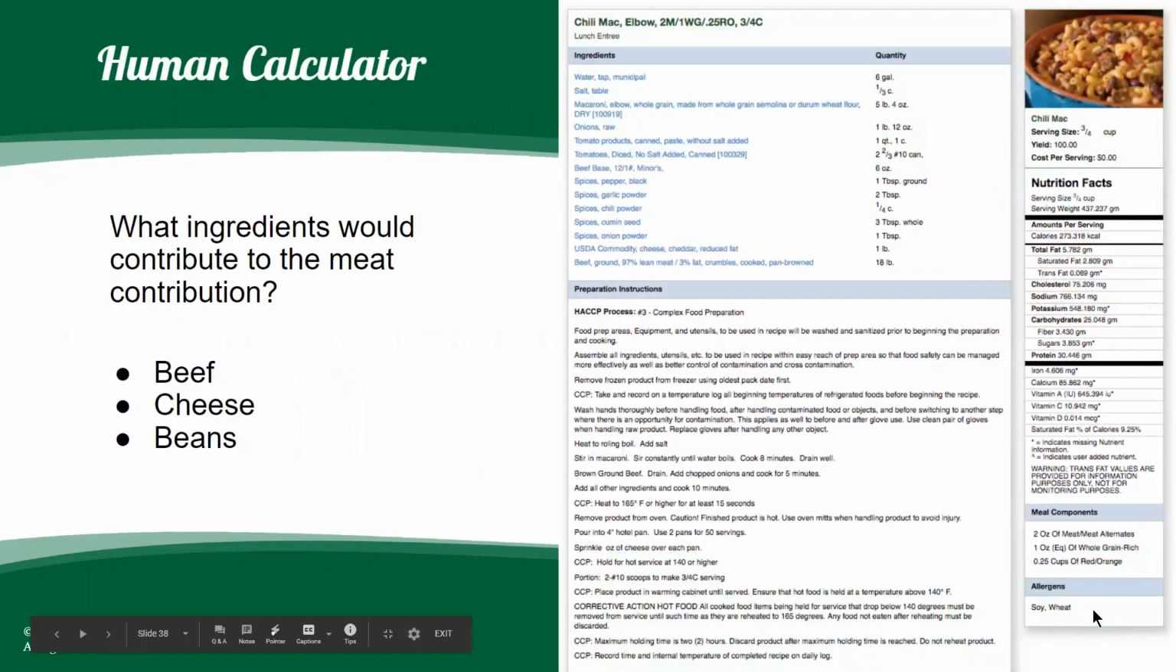This process is what needs to be done for all crediting. For example, in this chili mac recipe, we need to calculate the contributions from beef, cheese, and maybe even the beans, then add it all together to see what the meat credit would be. Remember, beans may count towards the beans, peas, or legume vegetable contribution, but not in the same recipe in which they're counted for meat already. As you can see, it can be a complex equation to determine how to credit these items.